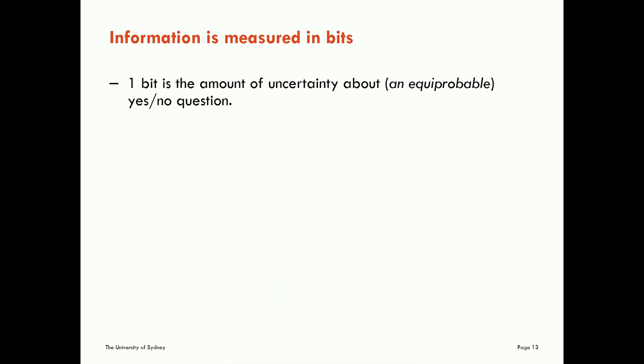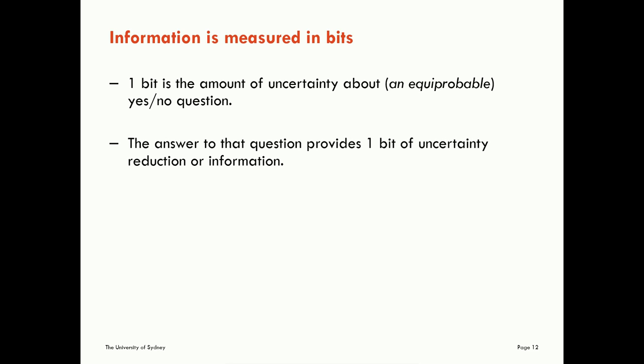Okay, importantly, we normally measure information in bits. One bit refers to the amount of uncertainty about an equiprobable yes or no question. Does my coin flip give me a head or tail? Is the next person to walk through the door a male or a female? Well, the answer to that question provides one bit of uncertainty reduction or information.